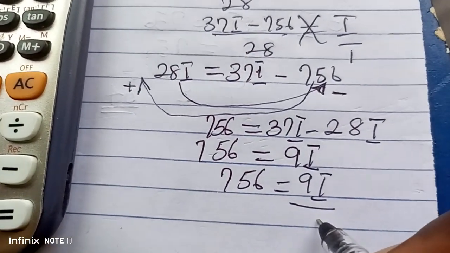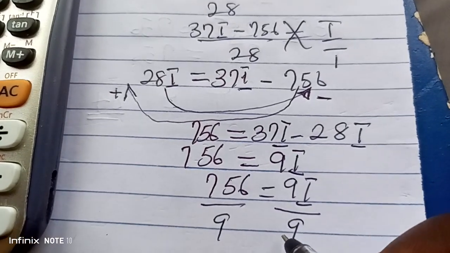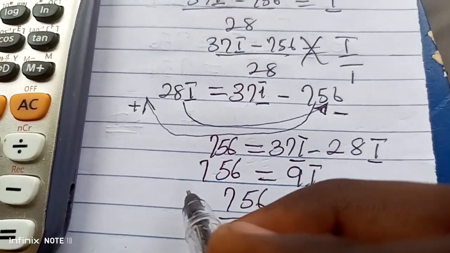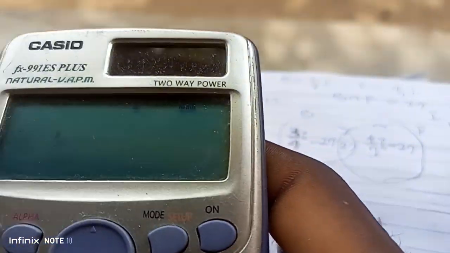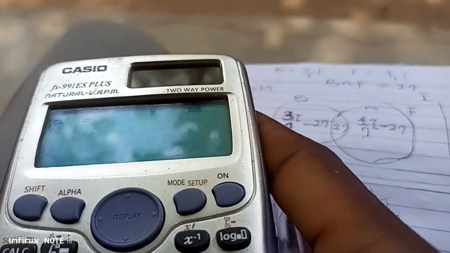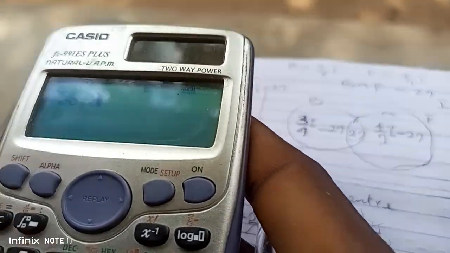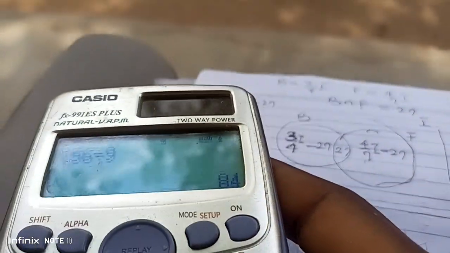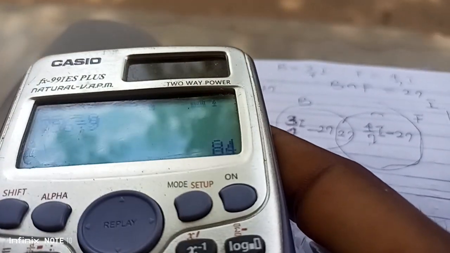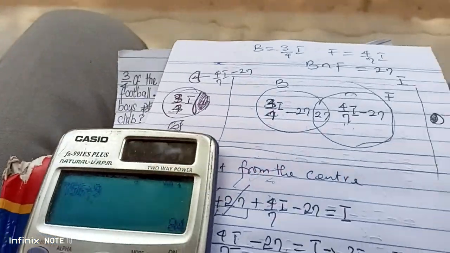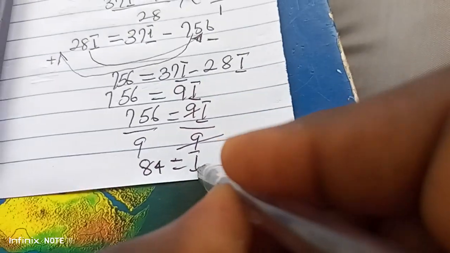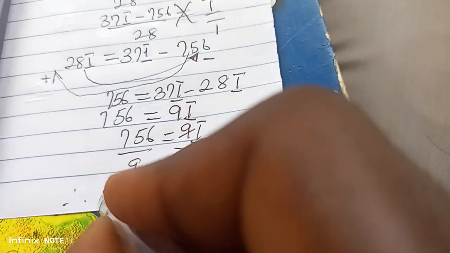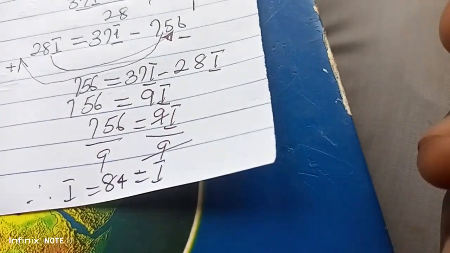Divide both sides by 9, so this one cancels this one. So press your calculator, 756 divided by 9. What does it give? It gives 84. So 84 is equals to I. Therefore, I is equals to 84.